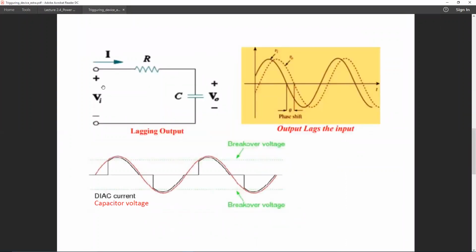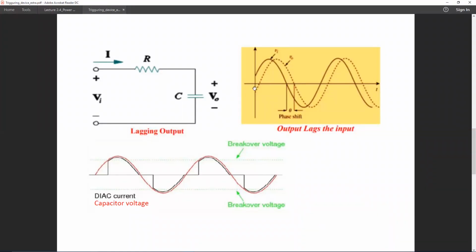the input voltage and the capacitor voltage will be separated by this theta. So the capacitor voltage will lag behind the input voltage by this angle. This is the capacitor voltage and DIAC current. When a certain amount of capacitor voltage is achieved, the DIAC turns on and continues the cycle. The same goes for the negative half cycle.